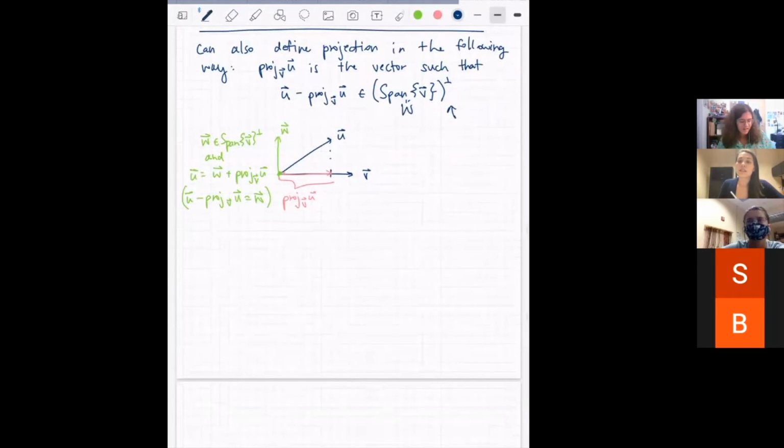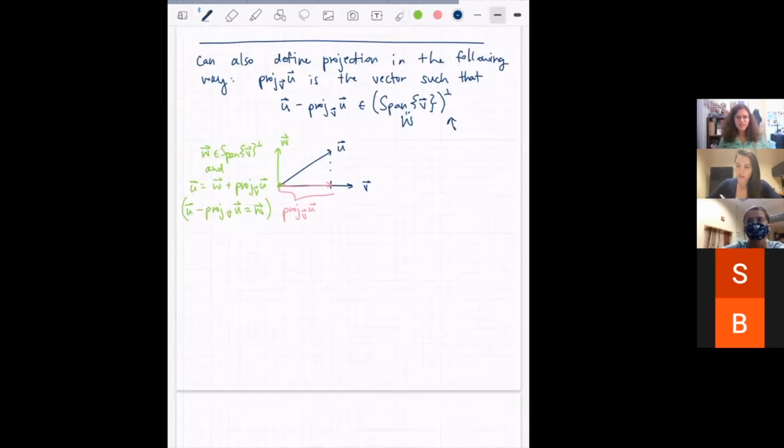Sorry, I'm confused. Is W the span of V perp, or is W perp the span of V perp? W perp is the span of V perp. Okay, I meant to say that W is the span of V.